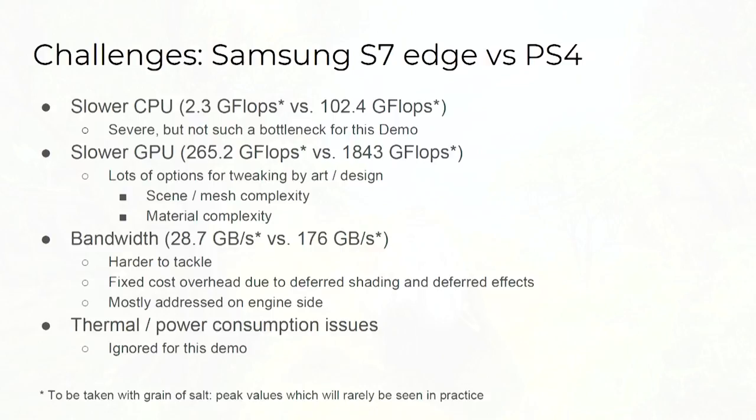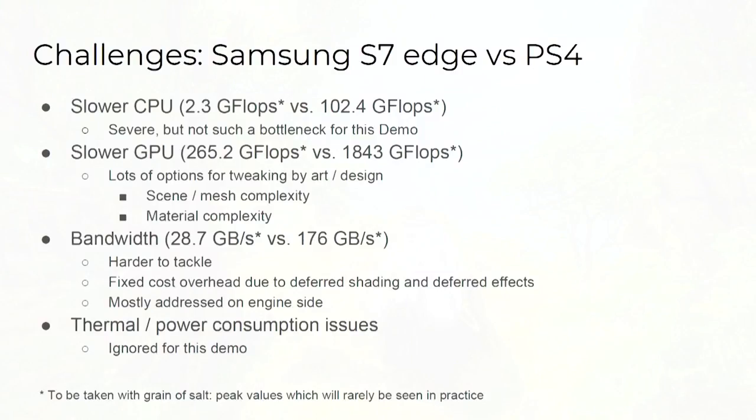You also have fill rate limitations. You have vertex throughput limitations and so on. So this is just a rough idea. The biggest problem, actually, even if it doesn't really look like that, is the memory bandwidth. On the PS4, we have GDDR5 shared between CPU and GPU, and on the S7, we have LPDDR4, which is low power DDR4, which is actually double rate, so it's 28.7 gigabytes per second versus 176 gigabytes per second.